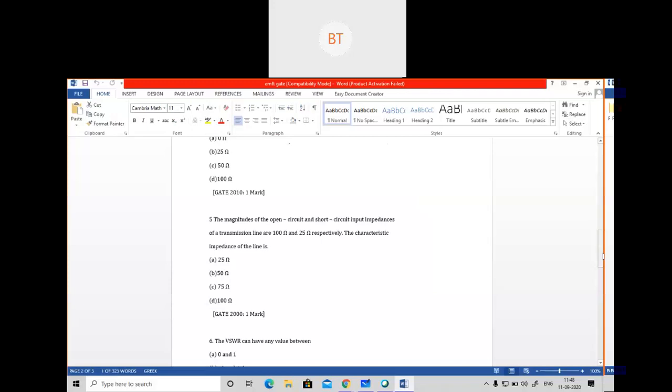How have you got 50? I think this question I have not solved. I have not given it as an example in the class. Yes, Pratibha, Z naught squared is equal to Z open circuit into Z short circuit. Yes, very good.